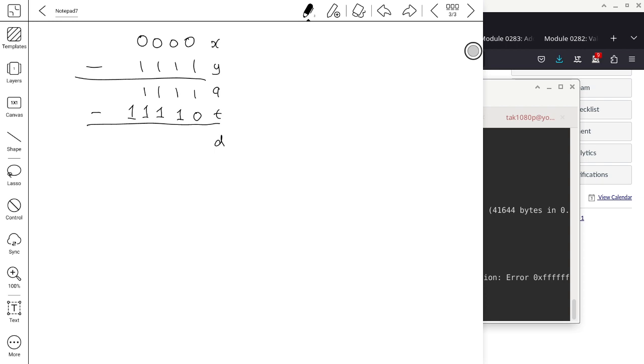And now when we look at the D bits, it will be a 1 over here, a 0 over here, 0 over here, and a 0 over here.